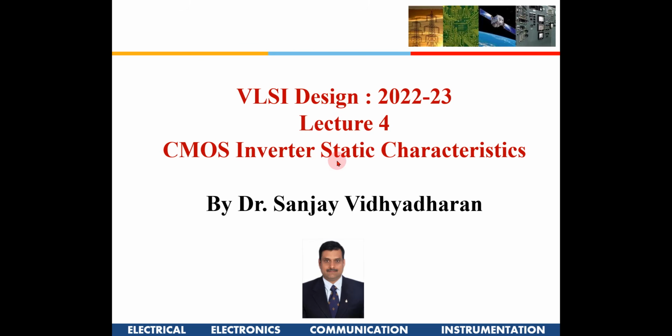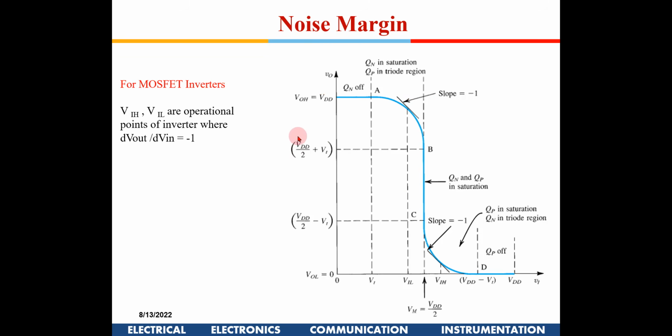So today we will take up something known as CMOS inverter static characteristics. Static means today we are going to analyze what happens to an inverter for various DC operating conditions. We are not going to speak about delay or transient conditions, which we will be discussing in detail in the next class. Before we talk about the inverter characteristics, from a DC point of view, there is one important figure of merit known as noise margin.